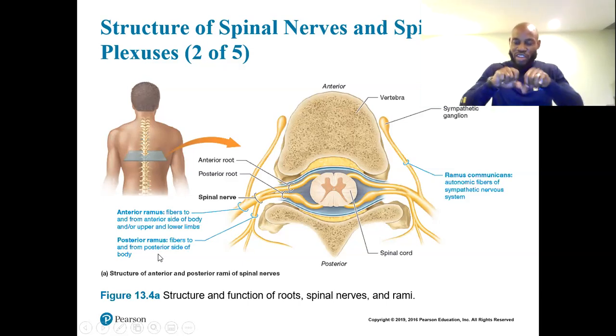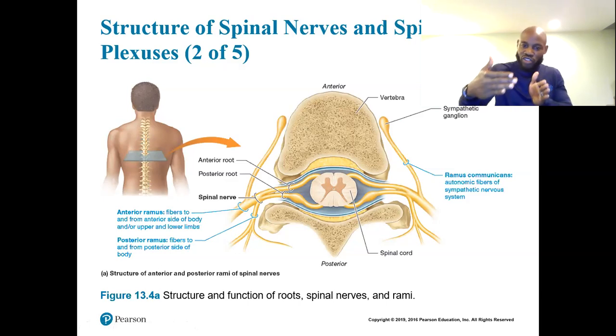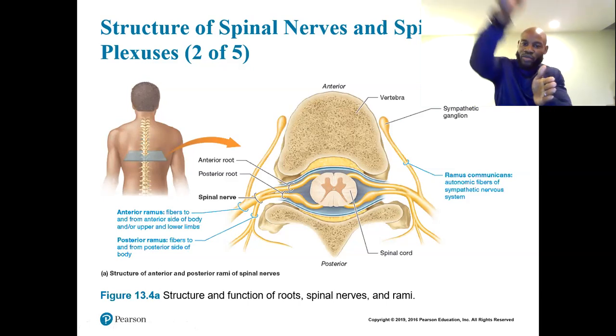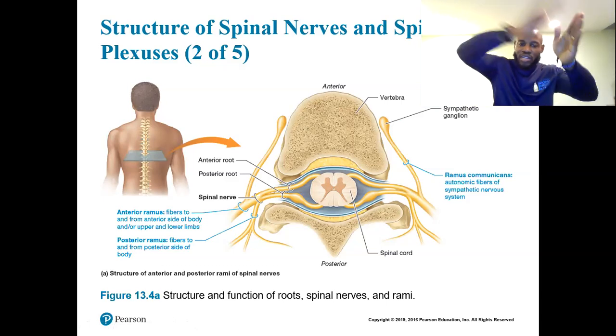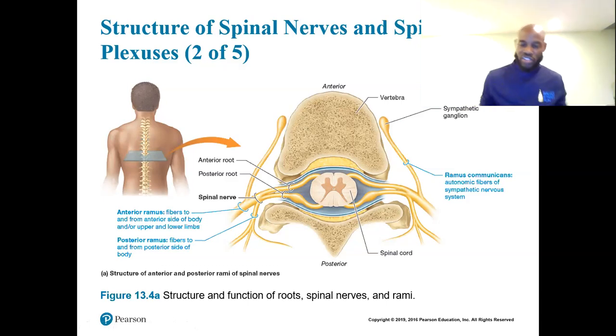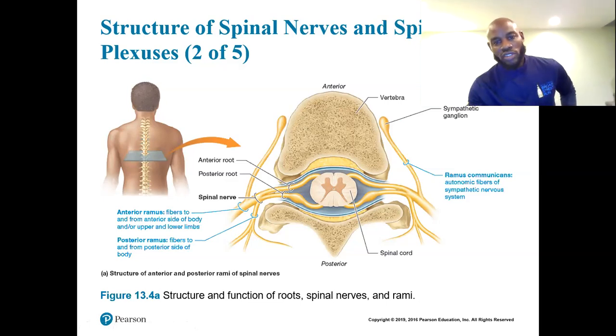So that spinal nerve comes together. You have the anterior and posterior sections that come together and form your spinal nerve, and then you have parts of it that go, anterior ramus, to the anterior side of the body, parts of it that go to the posterior side of the body, off of the spinal nerve, okay? All right, so know this whole structure.